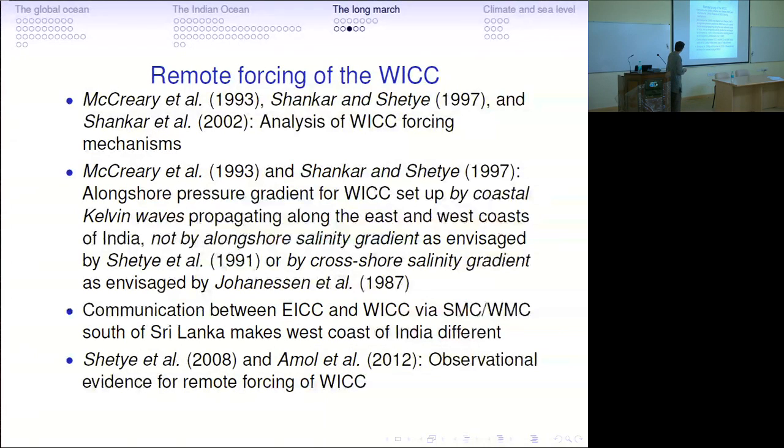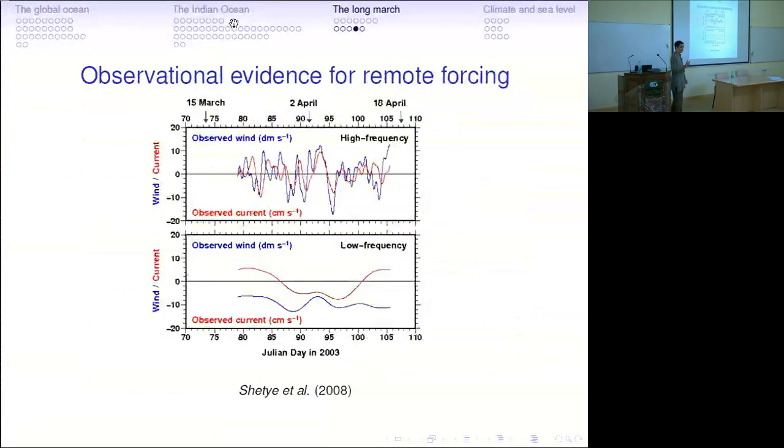So almost 2 decades after the idea was put forth, Shankar in 2008 and Nonlinear in 2012 gave the first observational evidence for remote forcing of the West India Coastal Current. In the Pacific, the lag between our theory and observation was about 5 years. Here it was almost 2 decades, because it's expensive to make these kinds of measurements. That's the problem.